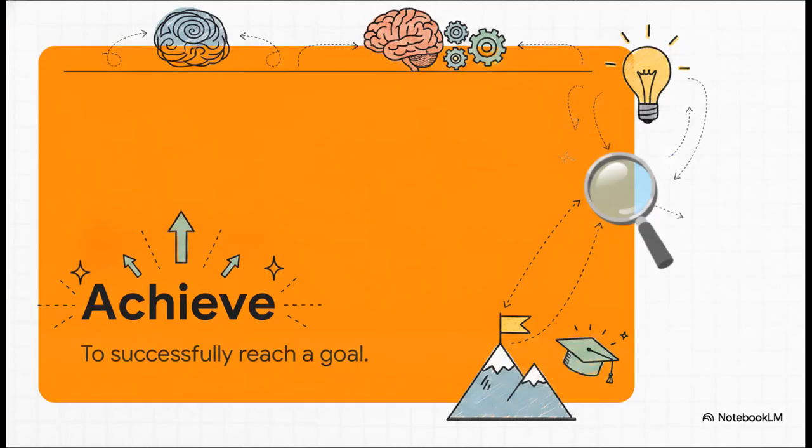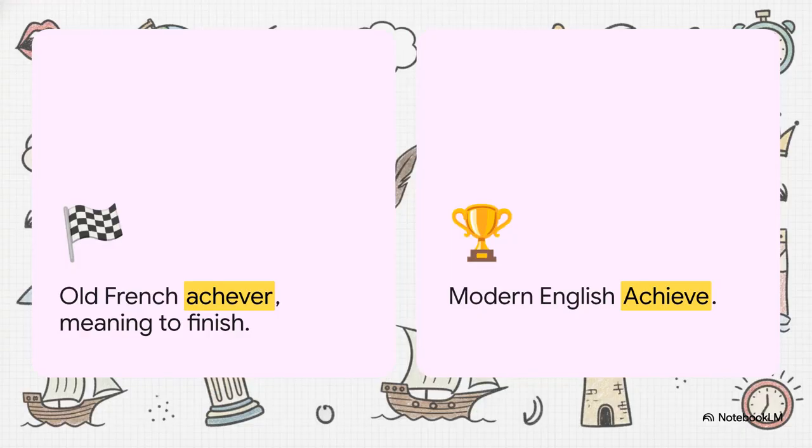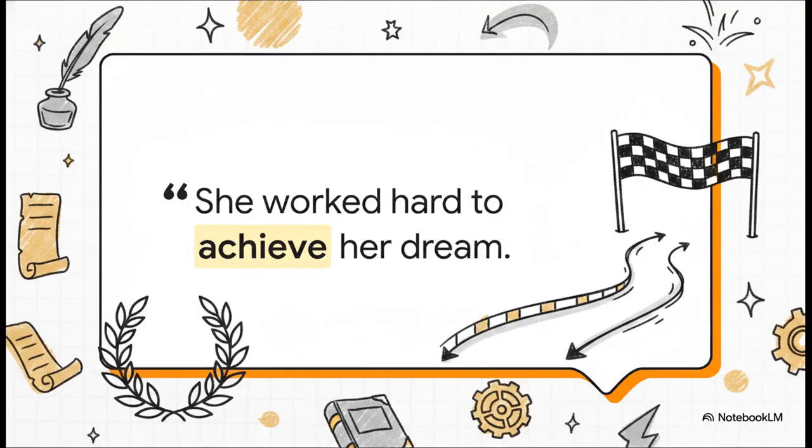We define our final word, achieve, as successfully reaching a goal. It's the successful completion of a massively important task or a lifelong dream. This one has an incredibly satisfying historical origin. The old French root achever literally meant to bring to an end or to finish. It is the ultimate final step. When you achieve something, you are officially bringing all that hard work to a close. So when we say, she worked hard to achieve her dream, we see exactly what reaching that ultimate finish line looks like in everyday speech. She brought the work to an end and successfully grasped her goal.